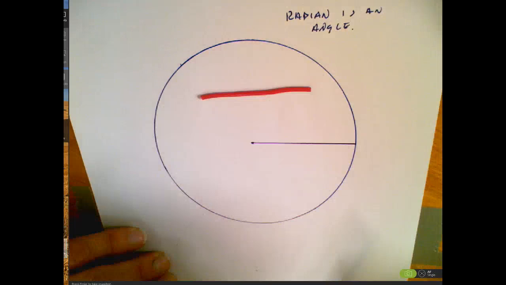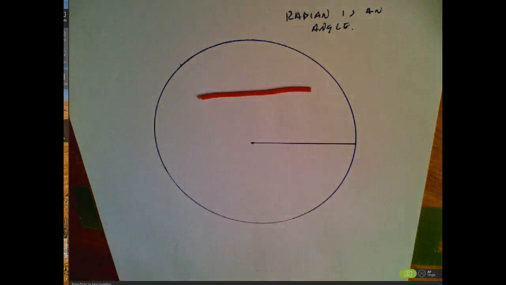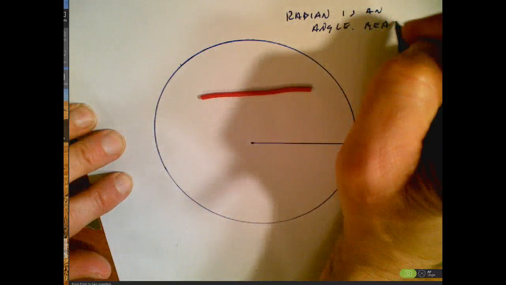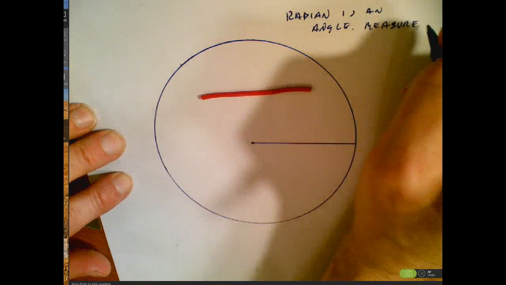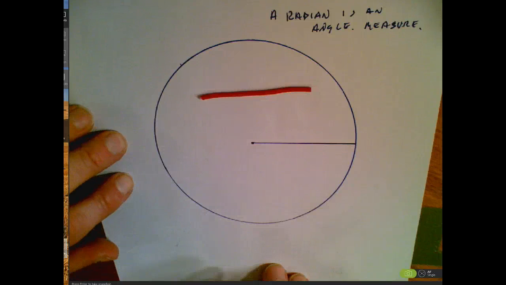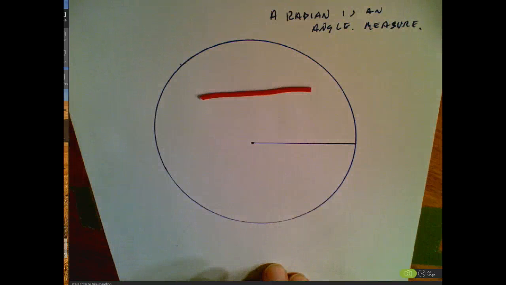Remember, if anybody on the street asks you, what is a radian? The first thing I want you to say is, a radian is an angle measure, okay? Don't say anything else other than that. Don't say it's something else, but just get that through. Hello, what is a radian? A radian is an angle measure. Okay, you got it. That's the first start.